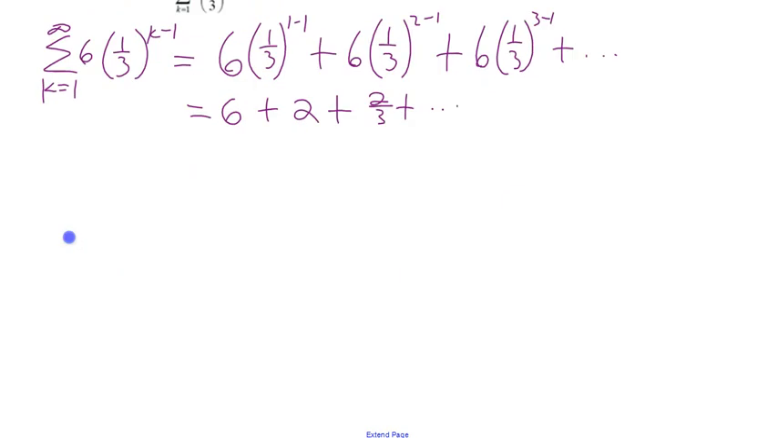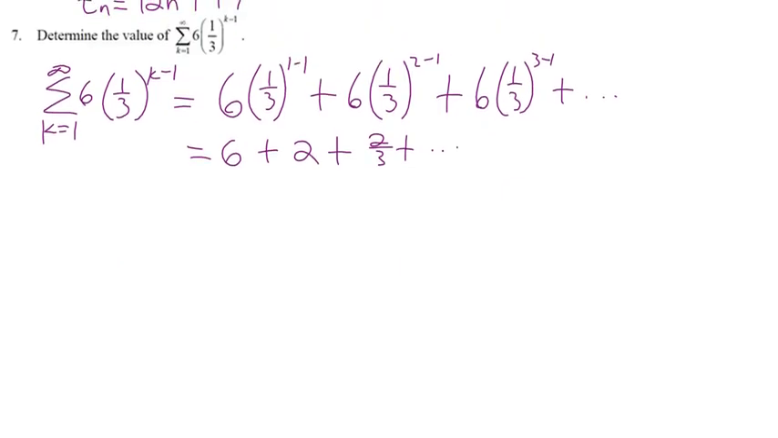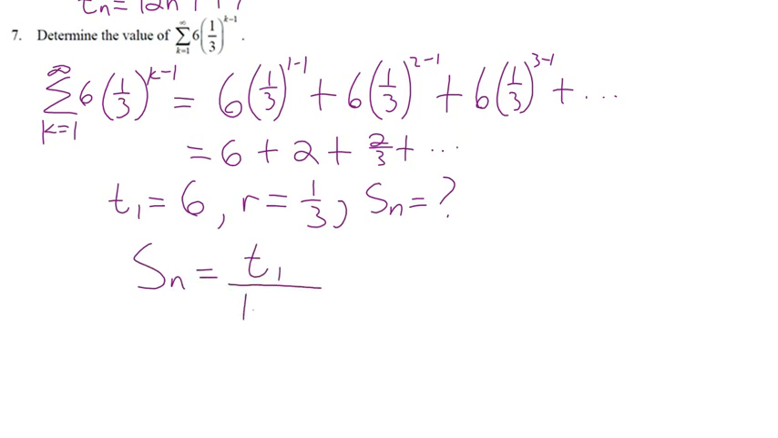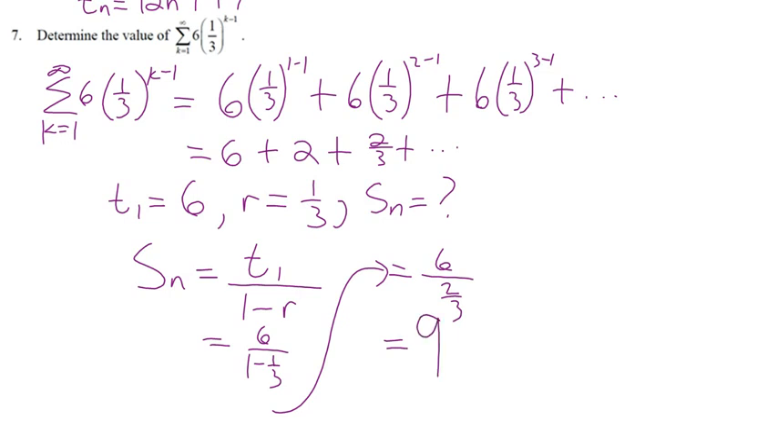Let's extend the page. Okay, so what's t1? What's r? One third. 2 divided by 6 is one third. S sub n, that's what we want to find. What's the formula for S sub n? t1 over 1 minus r, right? Which is equal to 6 over 1 minus 1 third, which is 6 over 2 thirds, which is 18 over 2, which is 9.